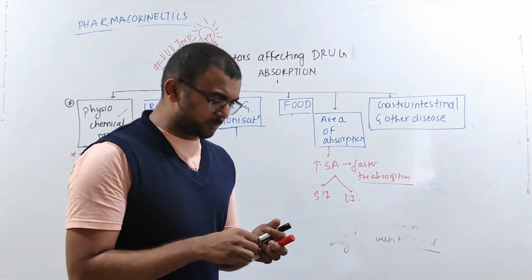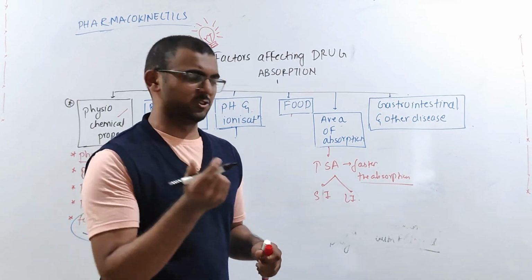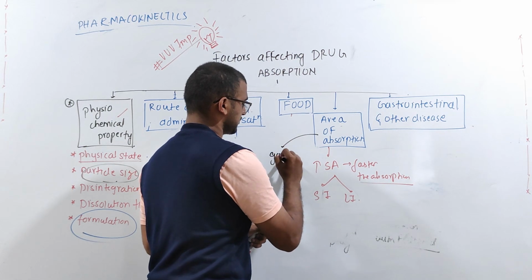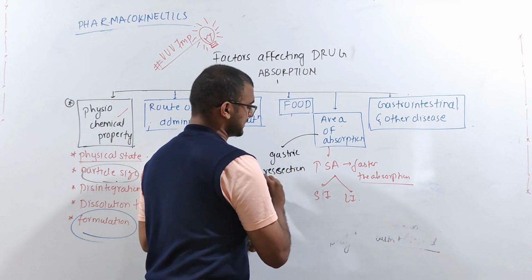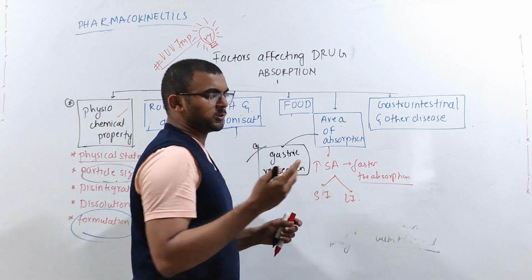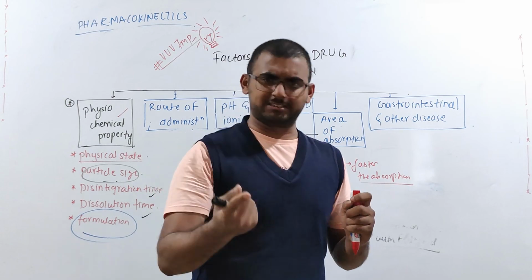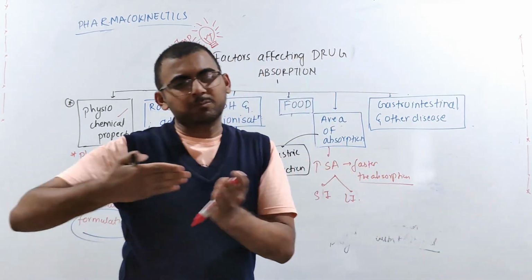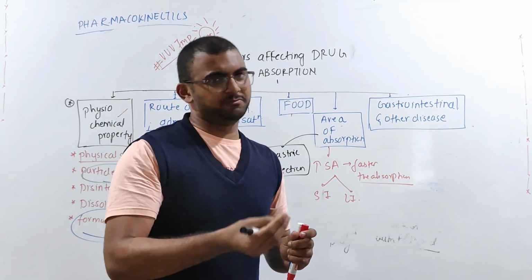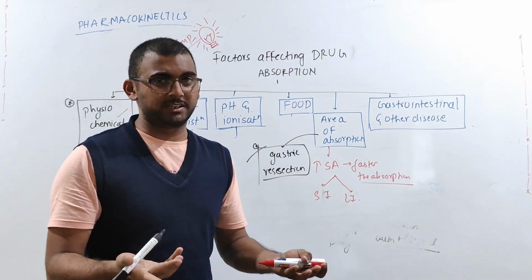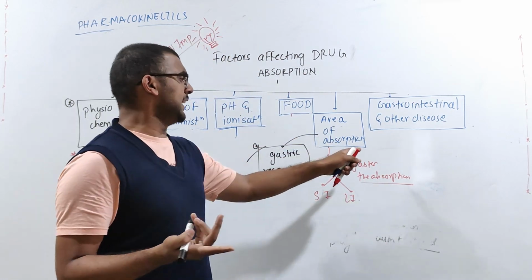But sometimes, because of certain diseases, there is a procedure called gastric resection. What does gastric resection mean? Because of certain conditions, they surgically remove a part of the gastric area or the GI tract, either in the small intestine or large intestine. If you are removing that part, what will happen? The area of absorption will be reduced. So the absorption will not happen properly. As simple as that. That is the area of absorption.